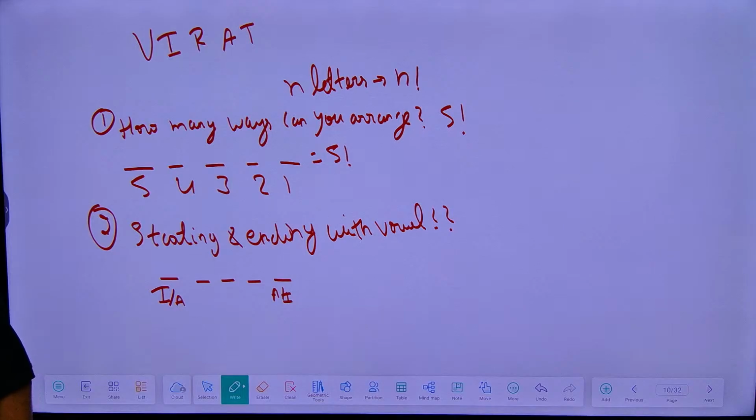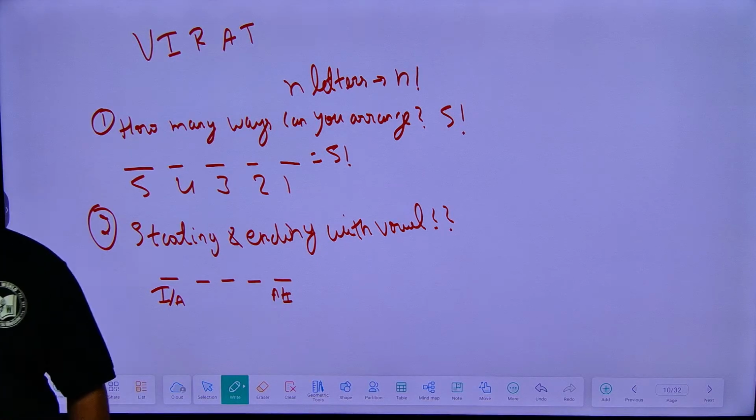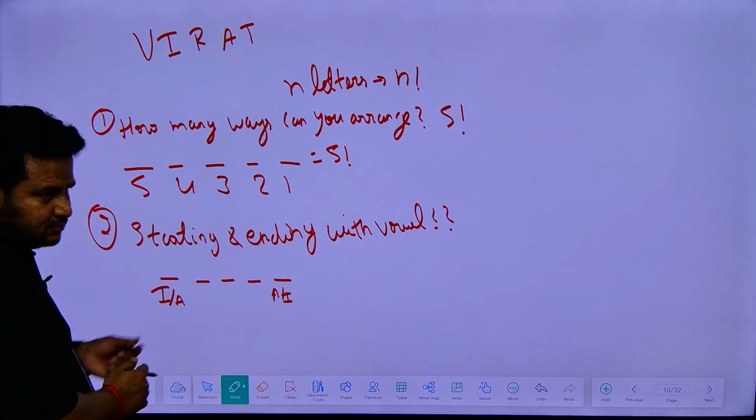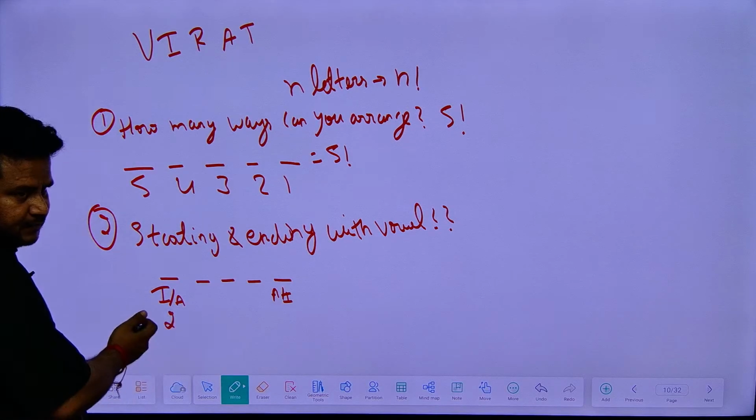The next question is words where all the vowels are together. What is the answer for this? First thing, see, here either I or A can come. So any of the 2 can come.